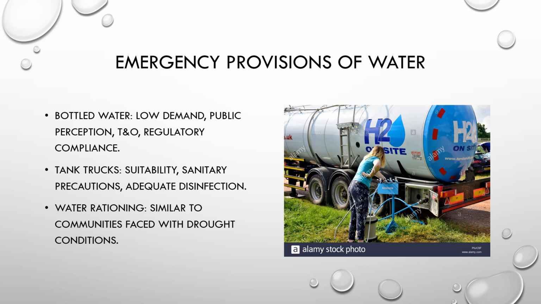And then if things get bad enough, you have water rationing, which, you know, anyone who's lived in Southern California long enough is probably gone through one of these drought conditions where you're only allowed to water your lawn on certain days. So those are some of the things that can take place during an emergency.